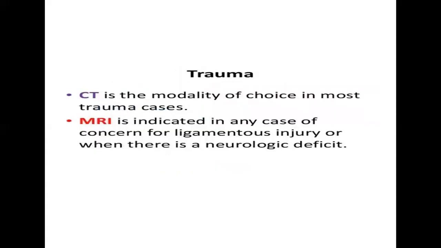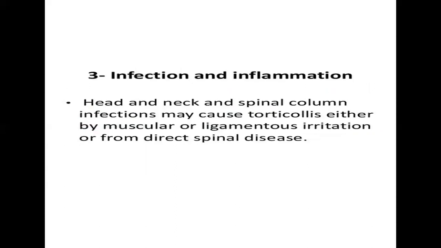Trauma. CT is the modality of choice in most trauma cases. MRI is indicated in case of concern for ligamentous injury or when there is a neurologic deficit. Infection and inflammation. Head and neck and spinal column infection may cause torticollis either by muscular or ligamentous irritation or from direct spinal disease.